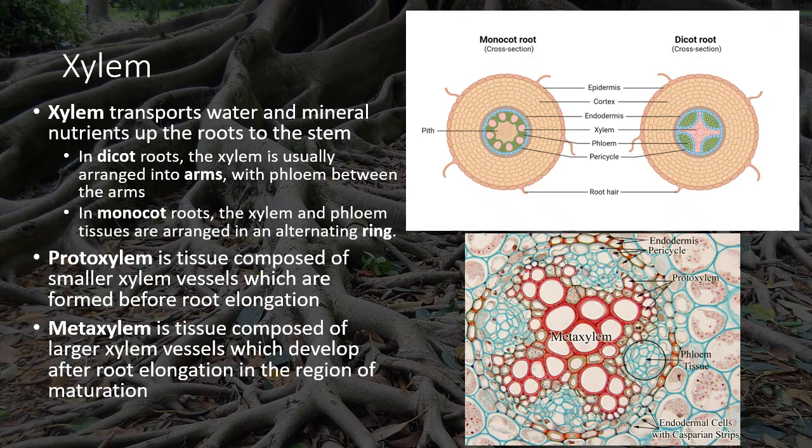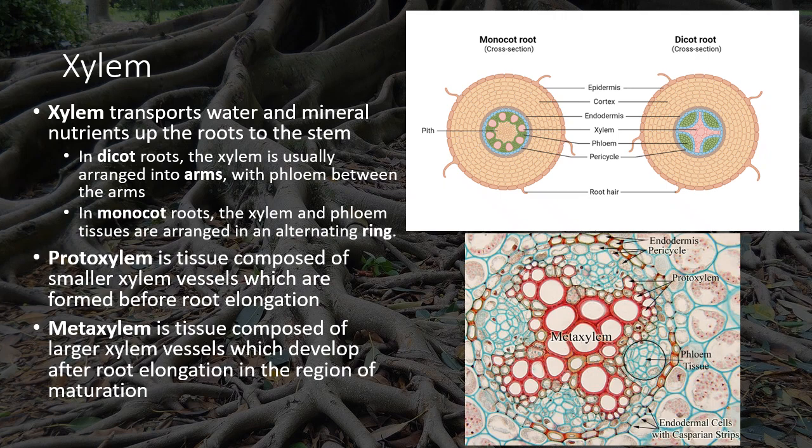Roots often have two different types of xylem. They have protoxylem, which is composed of these really, really tiny vessel elements, which are formed before the root elongates and matures. And then the metaxylem, which forms after the xylem vessels have matured. These are new xylem tissues, which develop after the root has elongated. They develop in the region of maturation of the root.